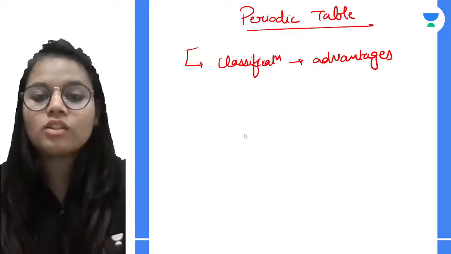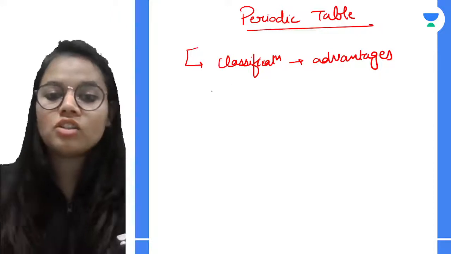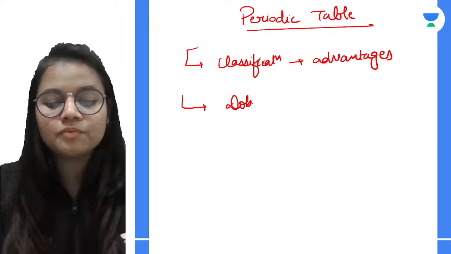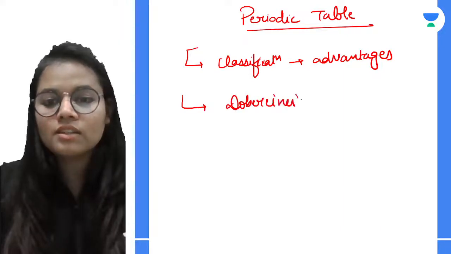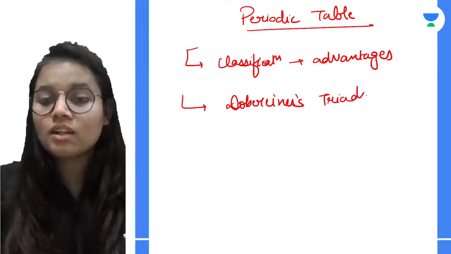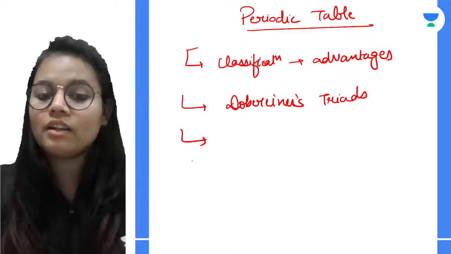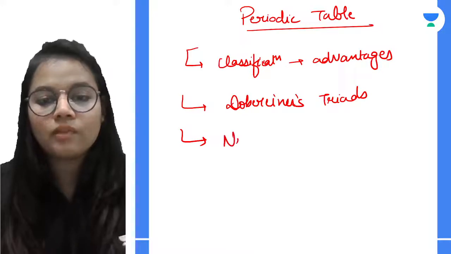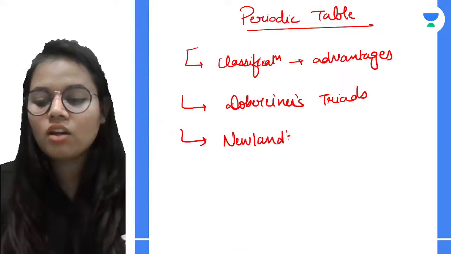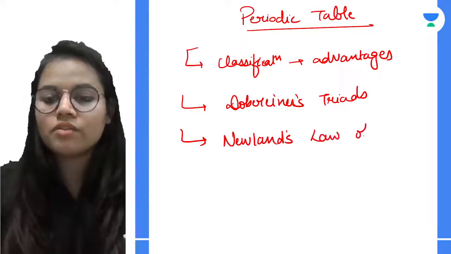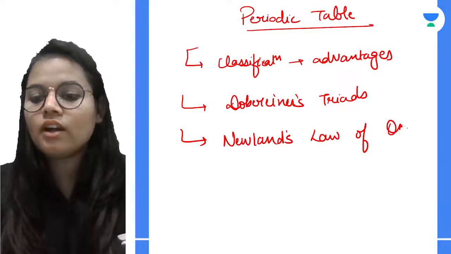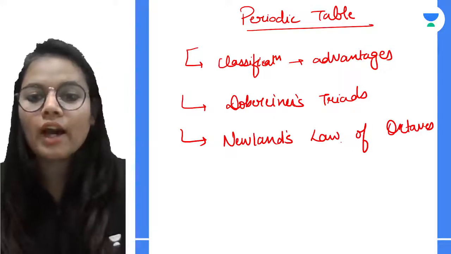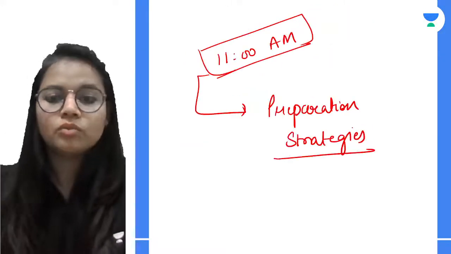All right, so what are the things that we have learned today? It's classification, advantages. Then we learned about Dobereiner's triads. We learned about what is the law of triad, what is the disadvantage. After that we went on to Newland's law of octaves, and we discussed the advantages and disadvantages of Newland's law. I hope the things are very much clear to you.